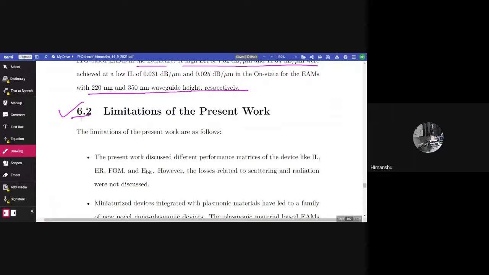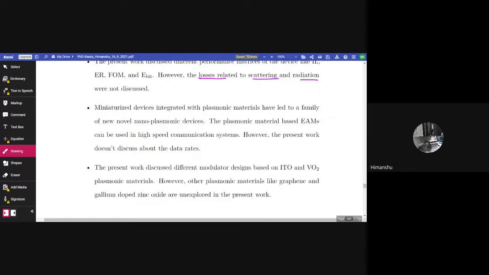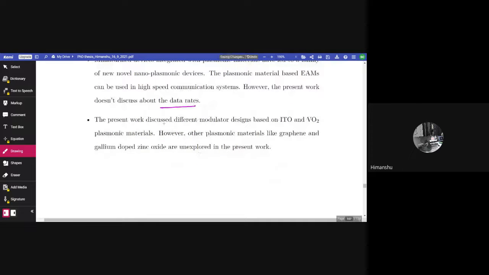Section 6.2 Limitations of the present work. The limitations of the present work are as follows. Point number 1. The present work discussed different performance matrices of the device like IL, ER, FOM, and EBIT. However, the losses related to scattering and radiation were not discussed. Point number 2. Miniature devices integrated with plasmonic material have led to a family of new nanoplasmonic devices. The plasmonic material-based EMs can be used in high-speed communication systems. However, the present work doesn't discuss the data rates. Point number 3. The present work discussed different modulator designs based on ITO and VO2 plasmonic materials. However, other plasmonic materials like graphene and gallium oxide are unexplored in the present work.